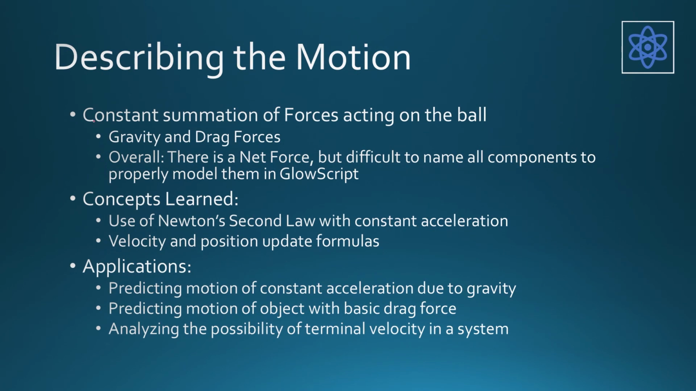When describing the motion of the ball, we can see that there is a constant summation of forces acting upon it. Not only is there gravity and drag, but there are components that are difficult to name in real life that make it impossible to properly model them in GlowScript. Throughout this lab, we used Newton's second law with the constant acceleration of gravity in opposition to the drag force. We used the velocity and position update formulas in GlowScript to properly analyze the motion of the ball.